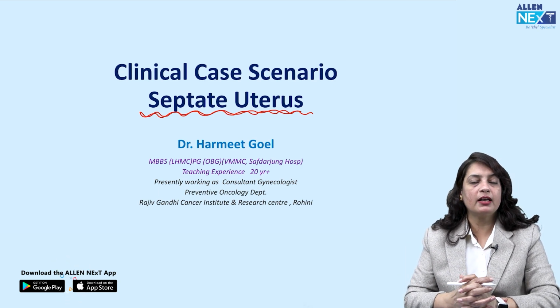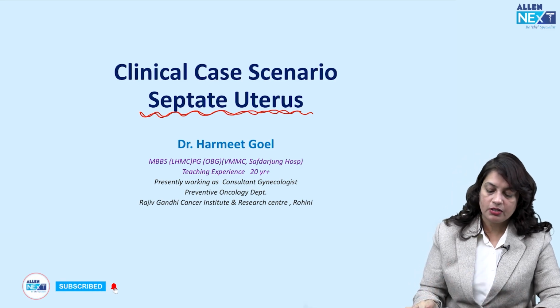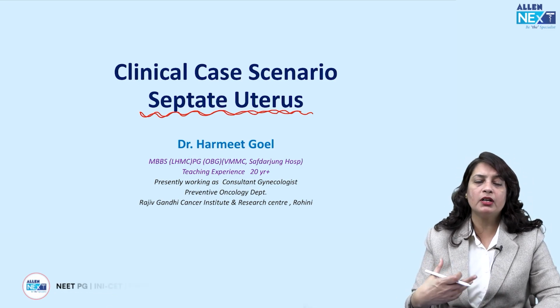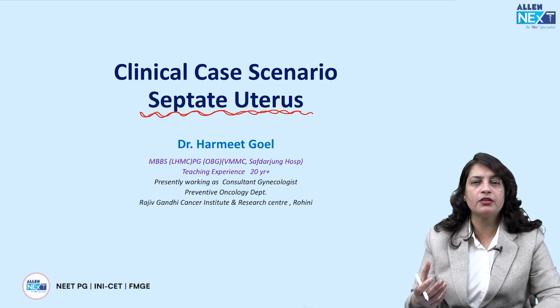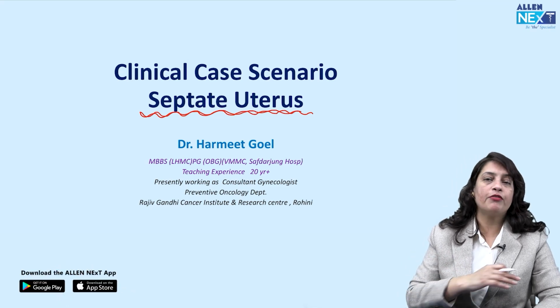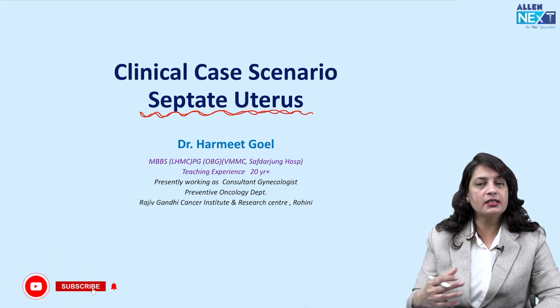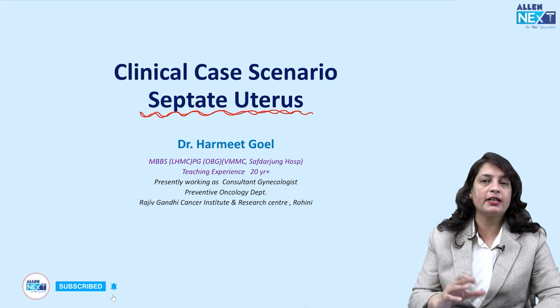Today I am discussing another clinical case scenario of the septate uterus. Septate uterus is the most common congenital malformation which is associated with either infertility or with recurrent abortions. A very close differential diagnosis of a septate uterus is the bicornuate uterus, which is a type of Mullerian duct anomaly.